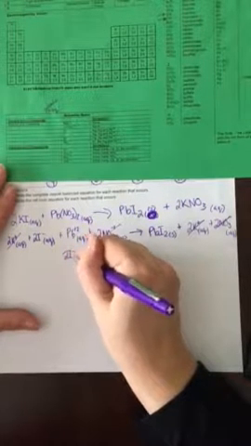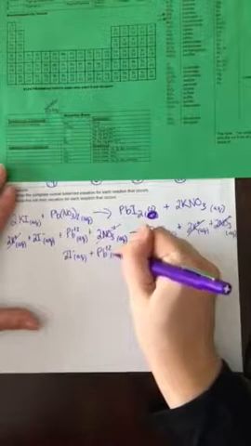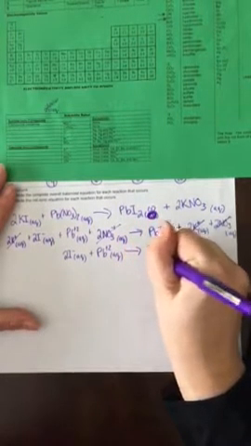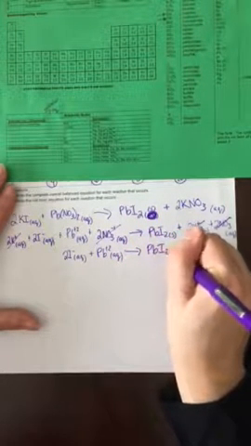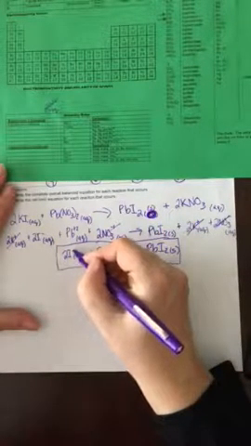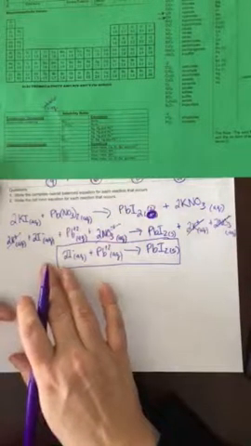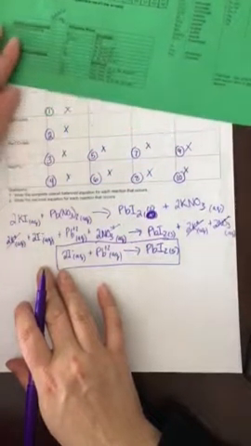Everything else is what's left over for my net ionic equation. That's what's actually doing the reacting. The other stuff is just hanging out in solution. So this is your net ionic equation. That's all that is. If you don't have the charge, if you don't have the state of matter, it's not right.